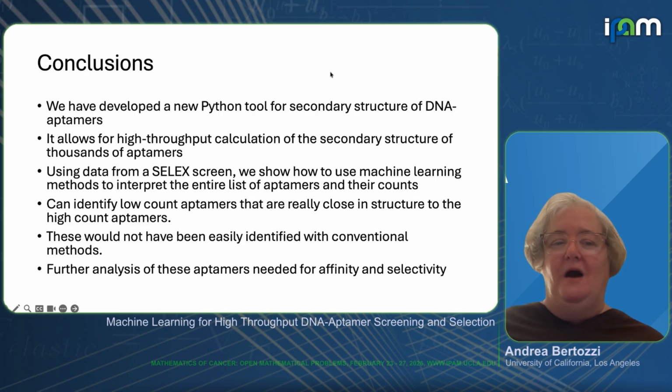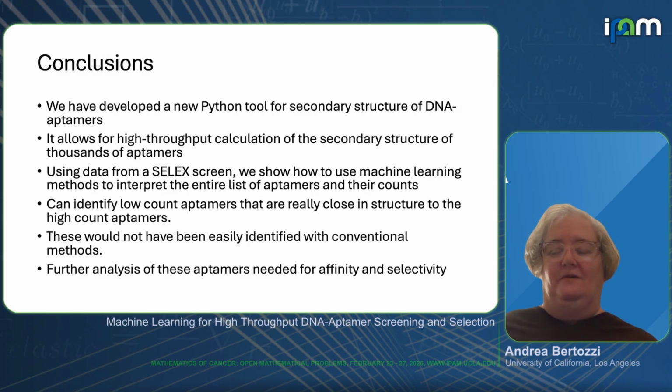So the bottom line is we've developed a new Python tool for the secondary structure of DNA aptamers. It allows for high-throughput calculations of the secondary structure of thousands of aptamers. This is important if you want to analyze all of the next generation sequencing coming out of your CellX screening process. It can identify the low count aptamers that are really close in structure to the high count aptamers. These would not have been easily identified with conventional methods. As always, further laboratory analysis of these aptamers is needed for carefully measuring affinity and selectivity.